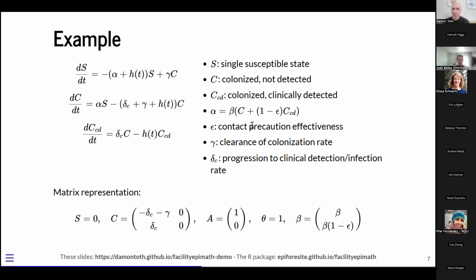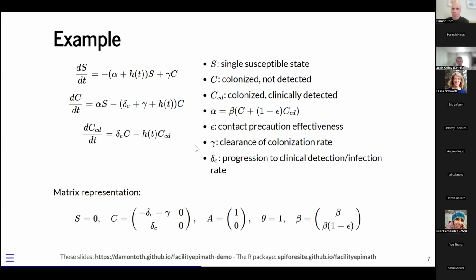So the contact precautions are modeled in this alpha equation, which was the acquisition rate. It depends on the current prevalence of patients in both colonized states. Beta is the transmission rate from the undetected patients, and then beta times 1 minus epsilon is the transmission rates from the detected patients, where epsilon is the contact precaution effectiveness. So that would be between 0 and 1. So for perfect contact precautions, epsilon equals 1, and there's no transmission from the detected patients.